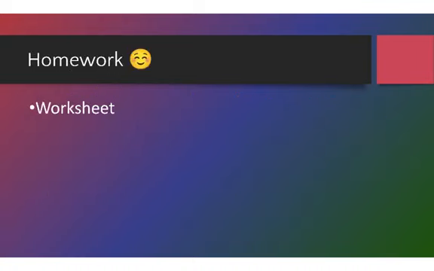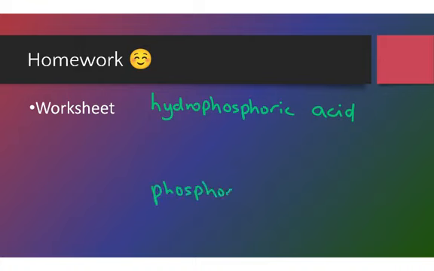So we're going to do a worksheet, but I'm going to also do a couple more practices with you just so you can see how this would work. So for instance, I could have hydrophosphoric acid, and I can have phosphoric acid. Very similar. So we need to know what's what here.